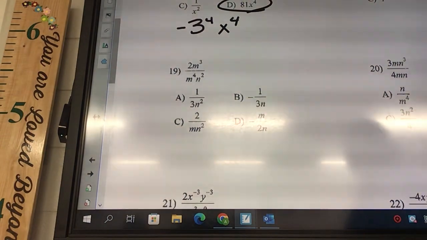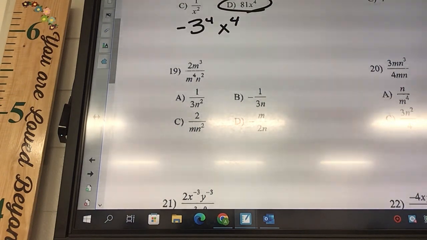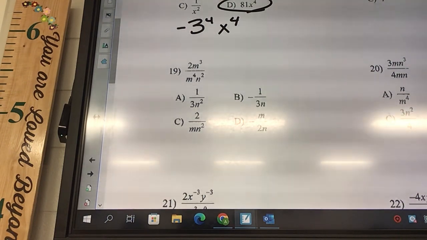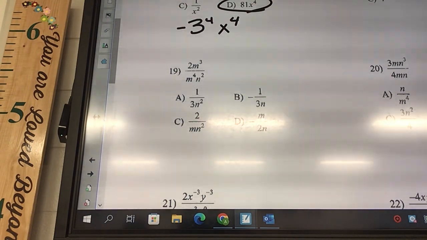Okay, 19. What can we eliminate from the very beginning? There's something that stands out on some of them. It is not D. What's wrong with A? There's a 3. Do we have a big 3 up there at all? No. Okay, so it's definitely not that.